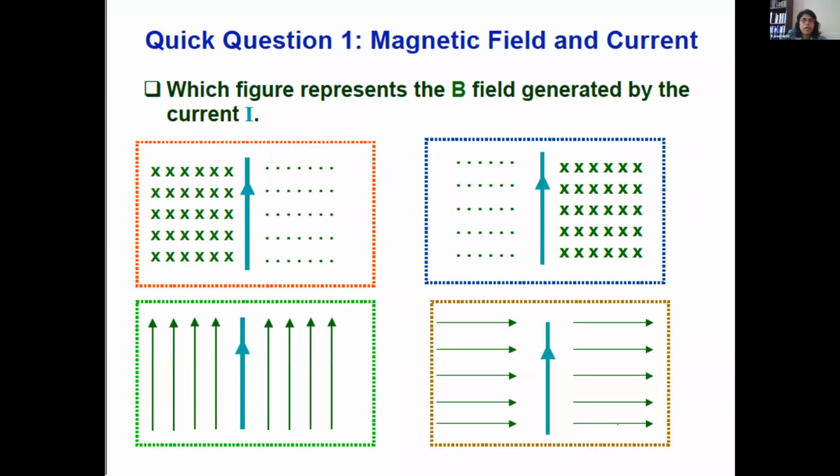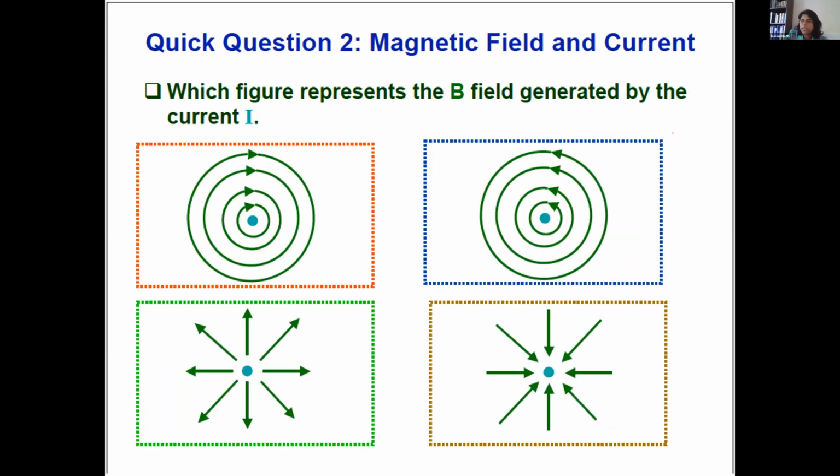Okay, so now I have this example: which figure represents the B field generated by the current? So now check the first one. You have the thumb in the outward direction, grab your blue wire piece, and when you grab it, you have the magnetic field this way, and the magnetic field outward. That means this is incorrect. The correct one will be this one. Okay, none of the others are correct.